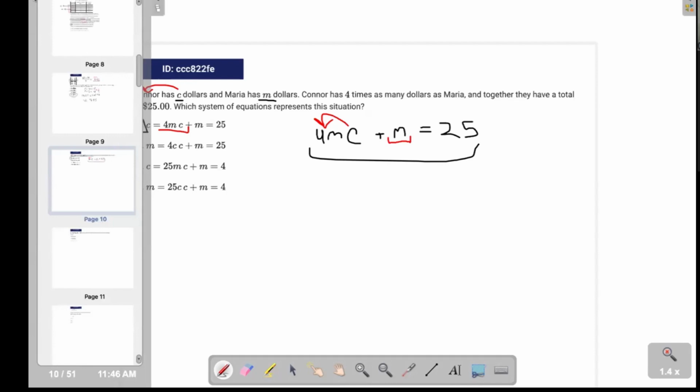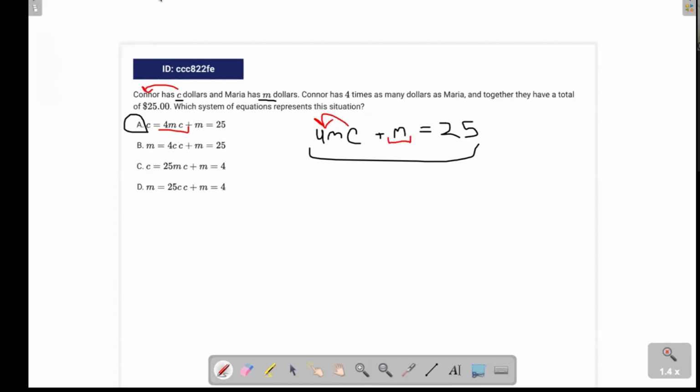Why is there C equals? What do you mean? All we're saying is that Connor has 4 times as much money as Maria, so it's 4M. And then we're saying that this C is equal to 4M.